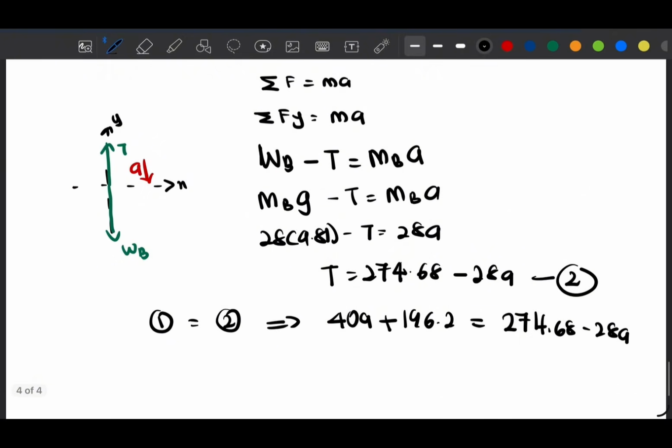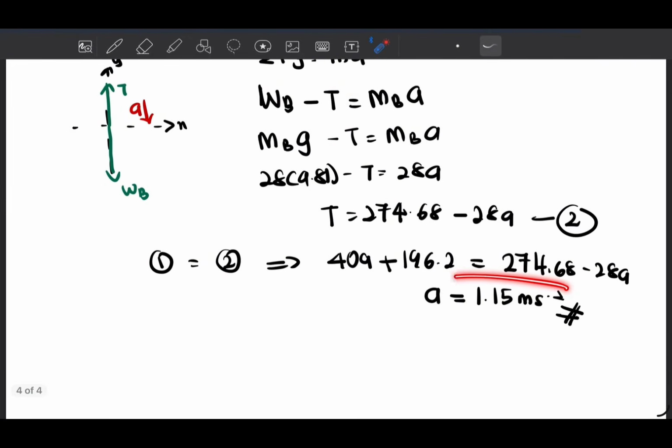And then you can do your maths here. Bring to the right, bring to the left, rearrange, and you will end up with your acceleration such as 1.15 m/s^-2. So this is your acceleration. The value of acceleration is positive 1.15 m/s^-2. Now, the question also asks to find the tension.